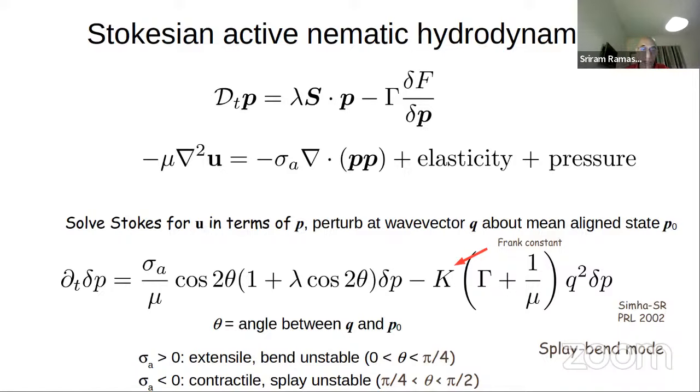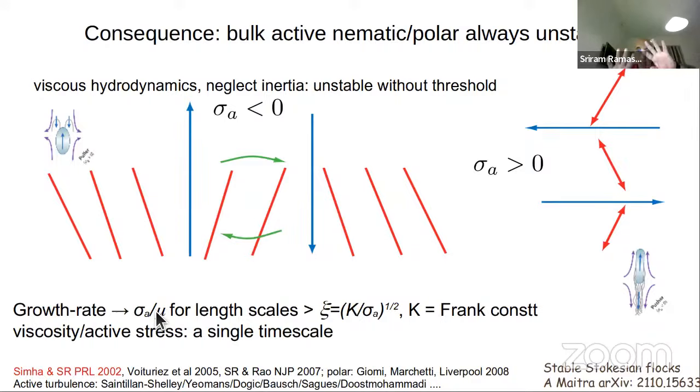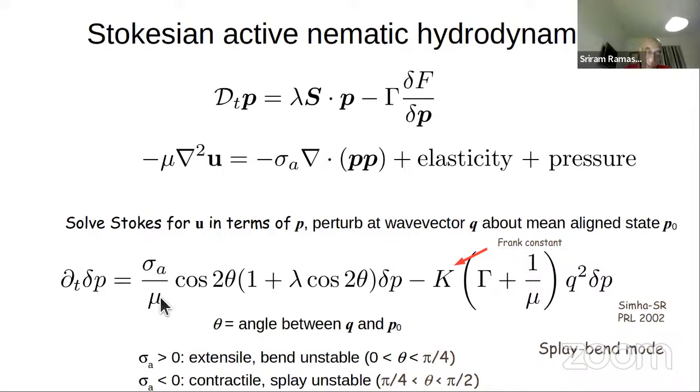And what's really happening is that perturbations which are appropriately oriented in space grow at a rate sigma A by mu. So imagine you had a dynamics d delta p by dt equals sigma over mu times delta p and nothing else. Then if sigma by mu was positive, that perturbation will grow exponentially. It will grow exponentially with a time constant mu by sigma A.